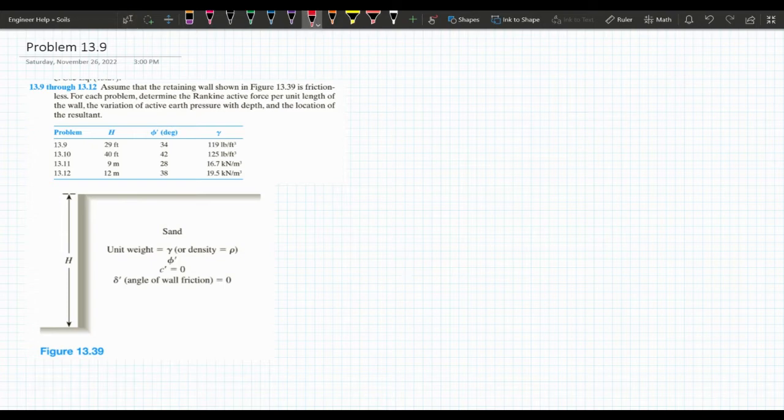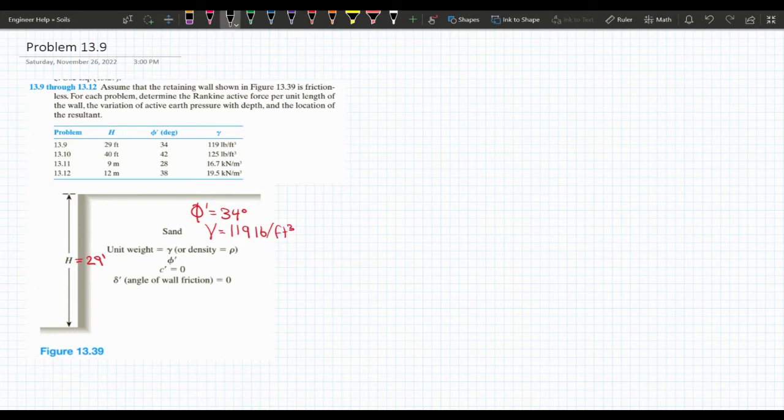So for 13.9, we have a height equal to 29 feet, the angle of friction is equal to 34 degrees, and the unit weight is equal to 119 pounds per cubic foot.